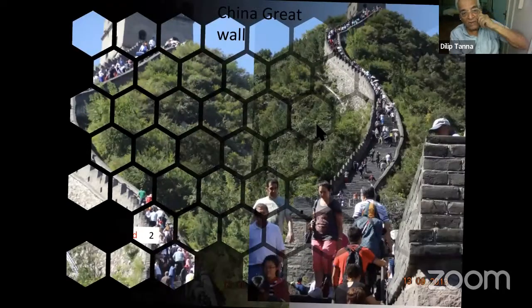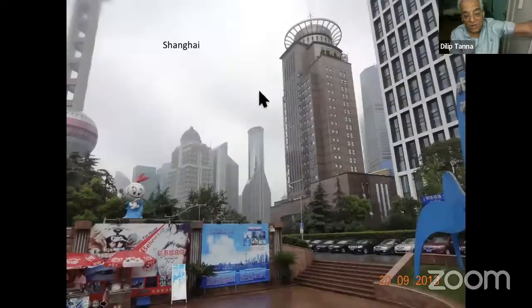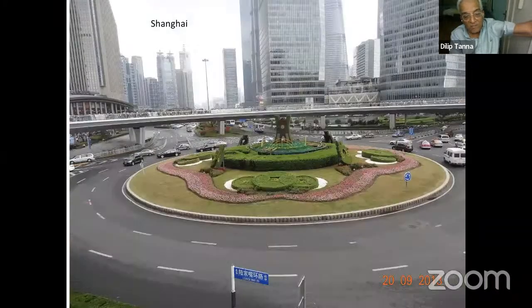This is the Great Wall of China. This is where I think I was climbing. I could climb up to here, and then obviously you couldn't go all the way up. This is the one which all of us have been together and seen it. And this is the Shanghai. This is one of the most modern cities I have been around. I have been almost all over in the world, but this Shanghai is really the most modern city you can think of.